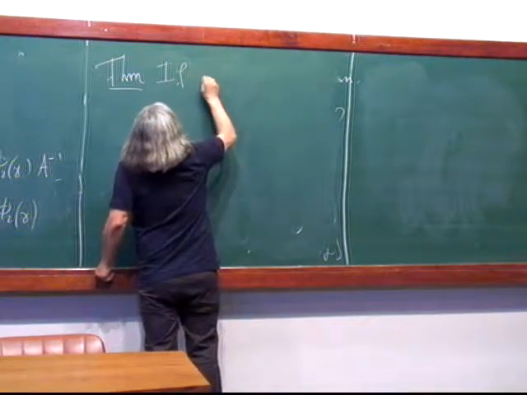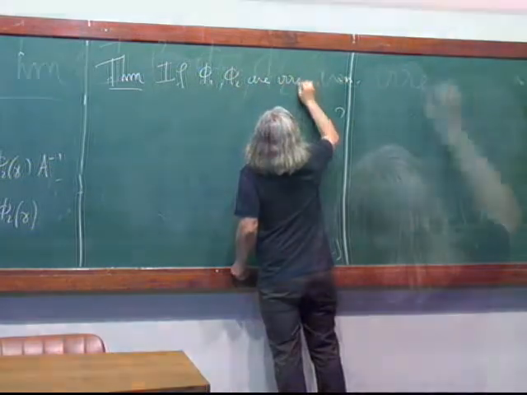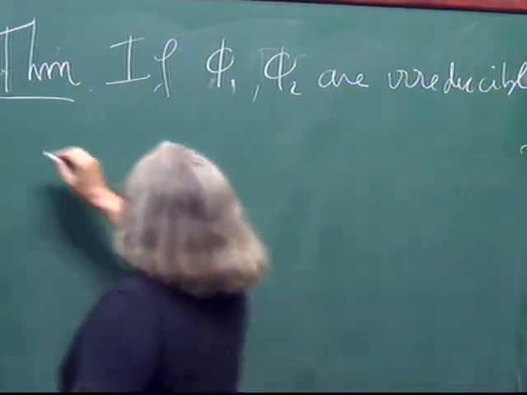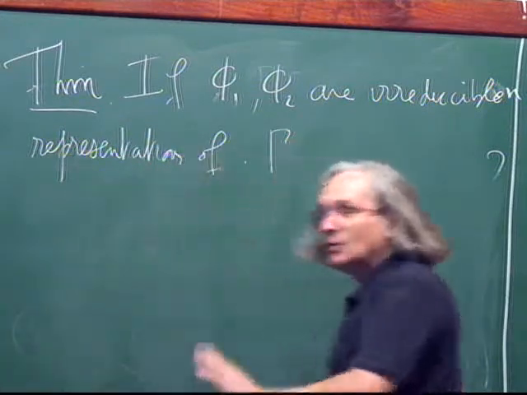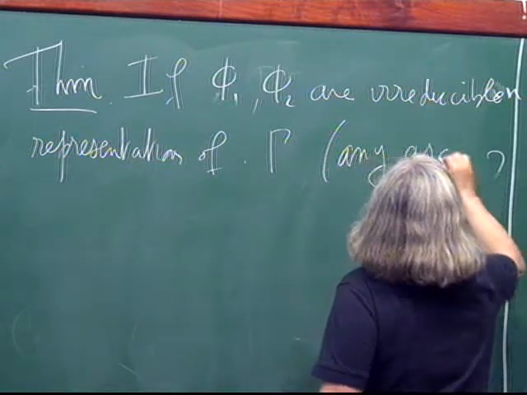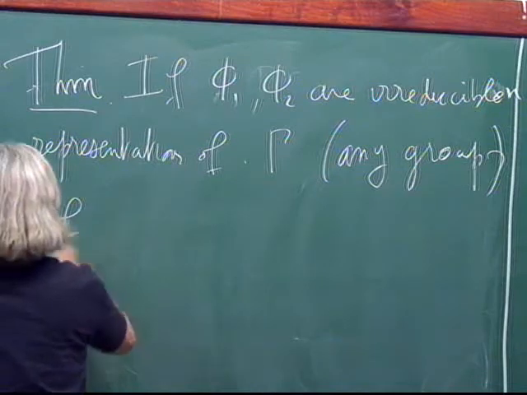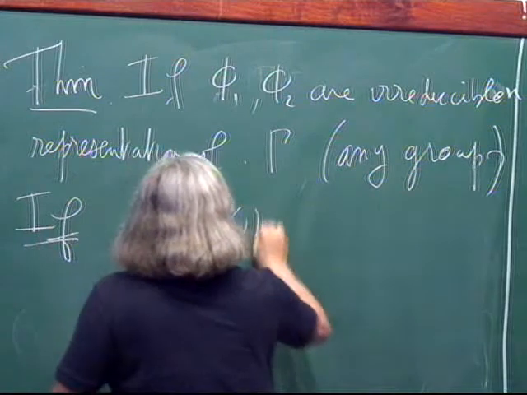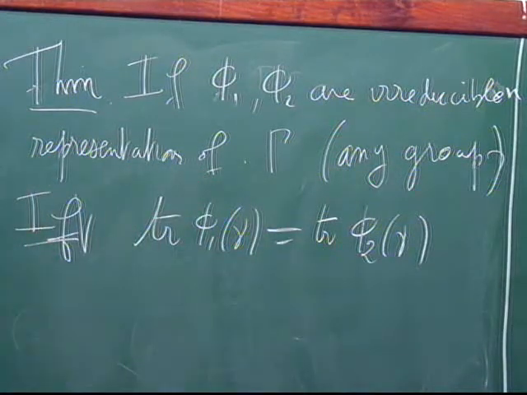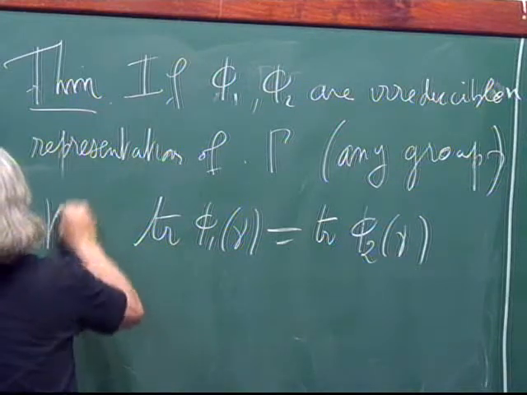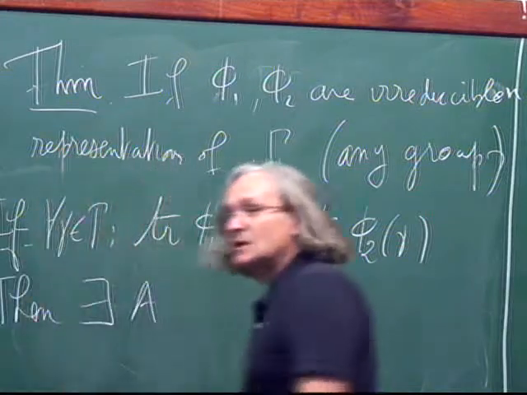If phi 1 and phi 2 are irreducible representations of gamma, where gamma is any group, not necessarily a fundamental group, not necessarily countable, any group, if the traces are equal for all elements in the group, then the representations are conjugate.